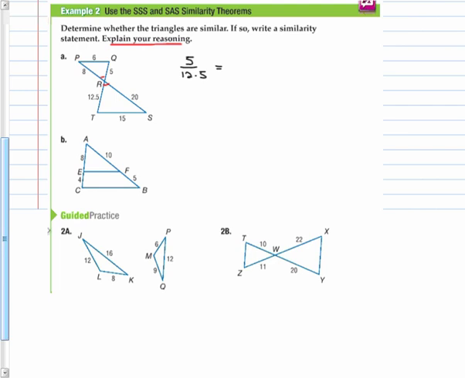It's the shortest side. It's the smallest value. So it must go with the smallest value. So I'm going to try the 6. What does that have to correspond to? The 15. And then I am going to do what's left. 8 and 20, isn't it?